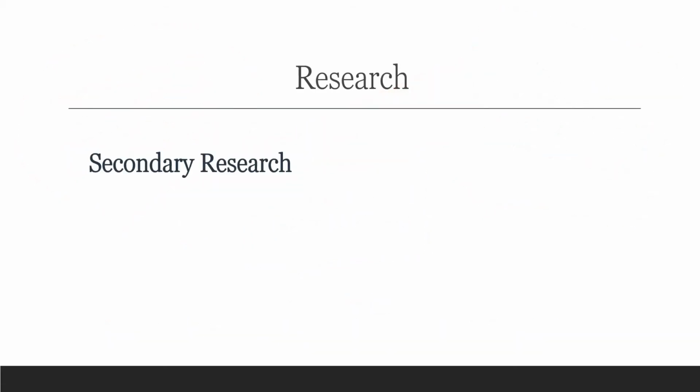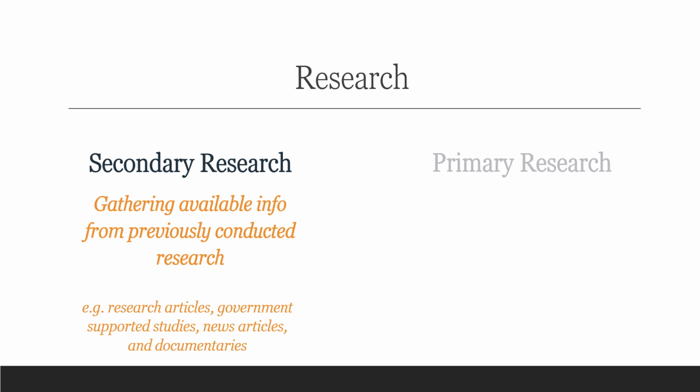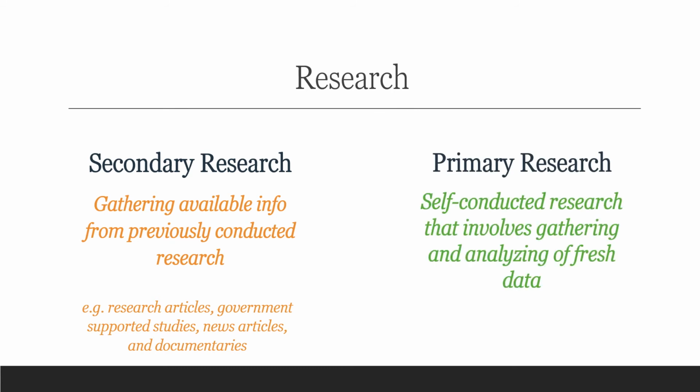You can start by doing secondary research, which involves gathering available information and data from previously conducted research. Looking for articles from trustworthy resources is an example of secondary research. You can look for published research articles, government-supported studies, news articles, and documentaries. You can also further inform your decisions and actions by doing primary research, which is self-conducted research that involves gathering and analyzing fresh data. For example, you might develop a survey to learn about what people in your community know about prosumption-related problems and then take suitable actions based on your findings.